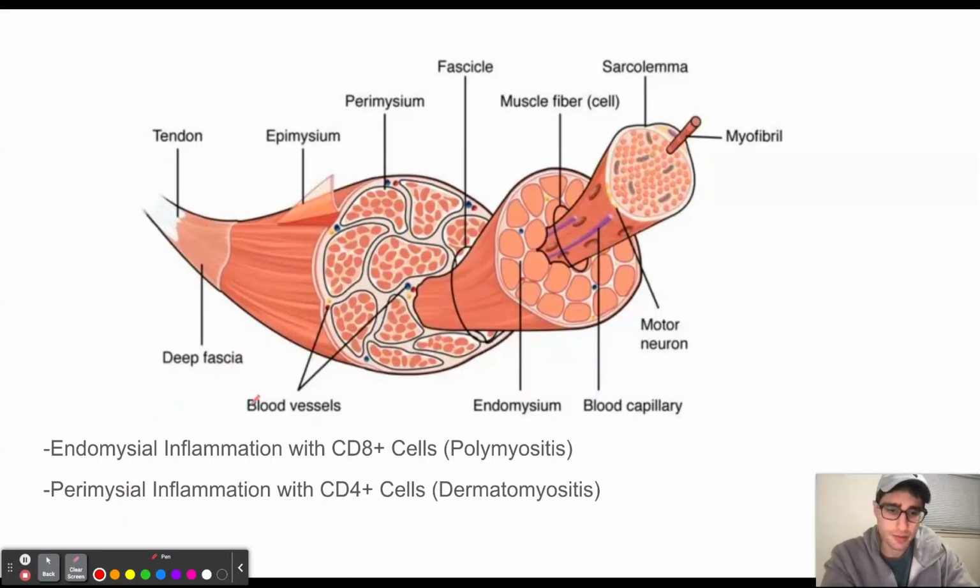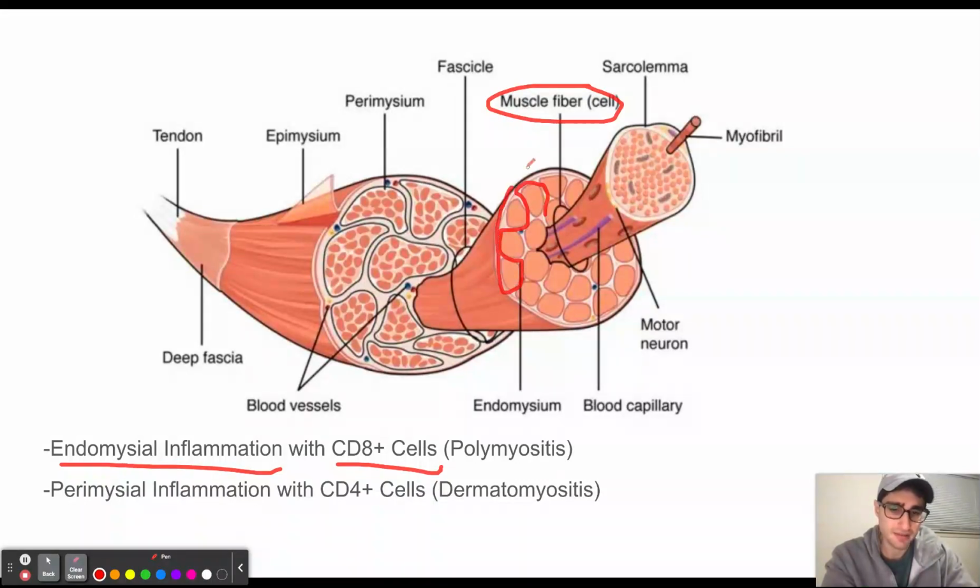Now, in this slide, we're going to be going over another difference between polymyositis and dermatomyositis. Polymyositis is going to be due to endomysial inflammation with CD8 positive T cells, also known as cytotoxic T cells. So here we have a single muscle fiber. This muscle fiber is going to be covered by the endomysium over here. And the endomysium is going to be a connective tissue layer that is going to be protecting the muscle fiber.